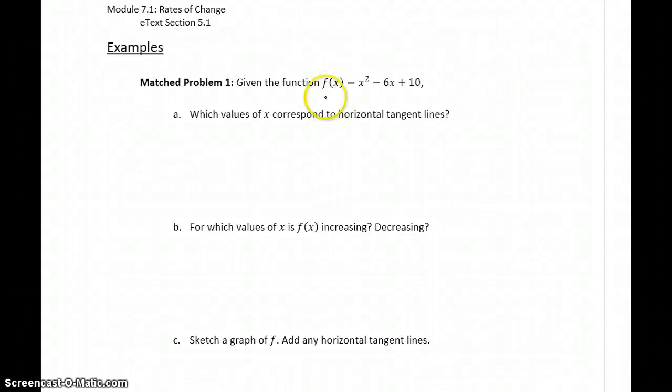In match problem 1, we're given the function f of x equals x squared minus 6x plus 10. And the first thing we want to do is find which values of x correspond to horizontal tangent lines. So finding the slope of tangent lines always relates to finding the derivative at a given point. So we'll find the derivative of our function, and that's going to be 2x minus 6.